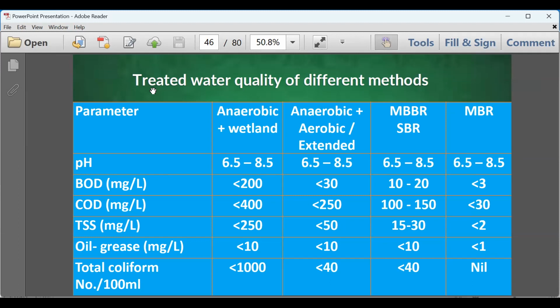The sophisticated treatments we discussed, MBR and SBR, treat water better than inland surface water quality. BOD between 10 and 20, COD between 100 and 150, TSS between 15 and 30.